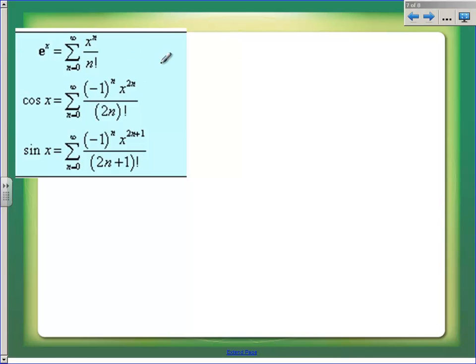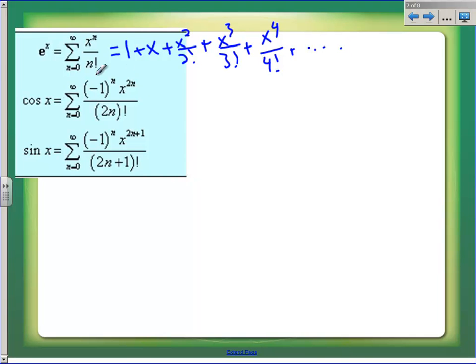All right, there's 3 that you need to know that are very, very important for now. We're going to build on this later. And those 3 are e to the x, cosine x, and sine x. And this is their condensed form. Let's take a look at what they would look like as expanded. If we plug in 0 for n, x to the 0 is 1, and 0 factorial is also 1, so the first term here is 1. Then if you plug in 1 for n, you get x. And if you plug in 2 for n, you get x squared over 2 factorial. And then if you plug in 3 for n, you get x cubed over 3 factorial, plus x to the 4th over 4 factorial, plus dot, dot, dot.